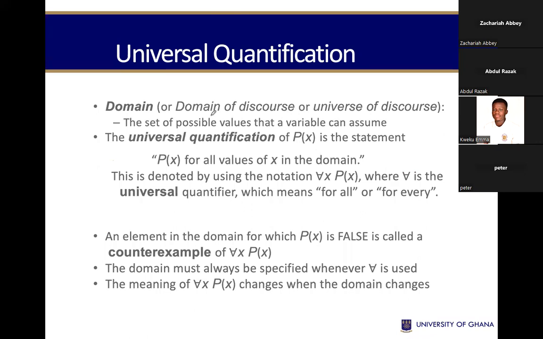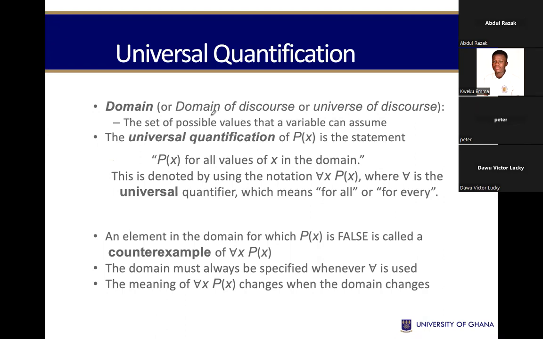Now, assuming I'm only dealing with integers, the domain becomes the set of all integers under consideration, from negative infinity to negative 3, negative 2, negative 1, 0, 1, 2, 3, all the way to positive infinity. If I'm dealing with only positive integers, then I'm dealing with 1, 2, 3, 4, 5, 6, 7, all the way to positive infinity. If I'm looking at positive integers strictly less than 10, then I'm looking at 1, 2, 3, 4, 5, 6, 7, 8, 9. That becomes my domain. So the domain becomes the set of all possible values, elements or members under consideration.